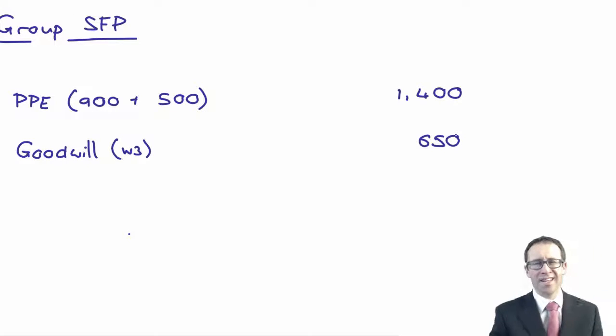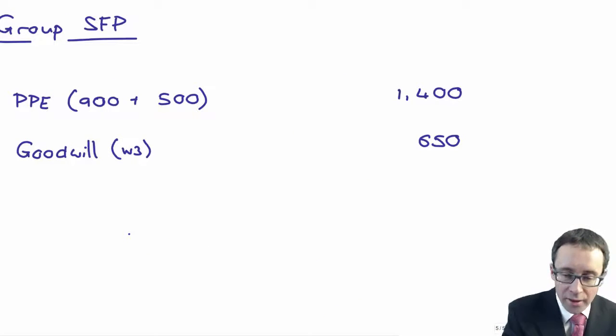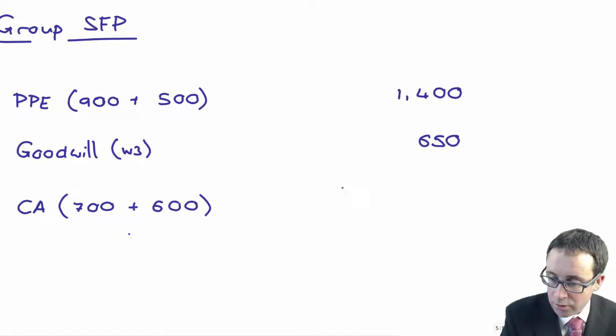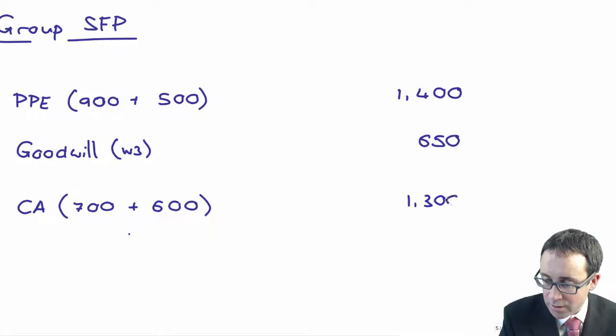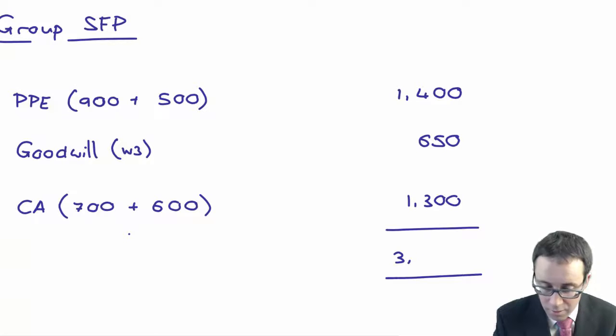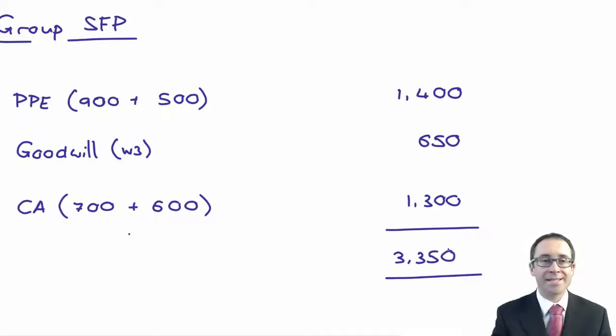The goodwill is what we calculated. I think it was in working 3. Again, I'll just go back and check. I think, yeah, it was 650, wasn't it? Okay, there we go. We've then got, is it the remainder of your current assets? Is that 700 plus 600? 7 and 6 is 13. So 1,300. So that gives me 3,350. Okay, that's my assets at the top.